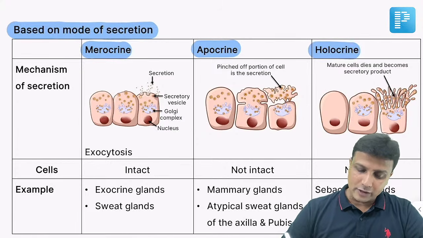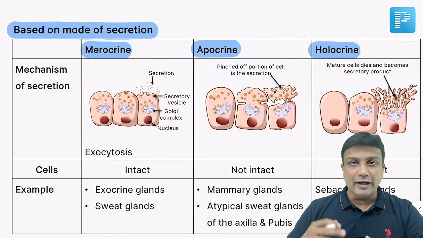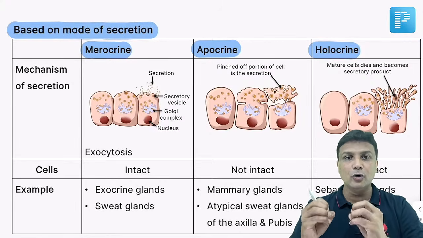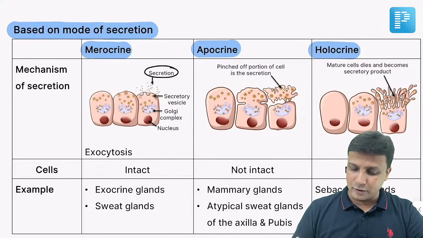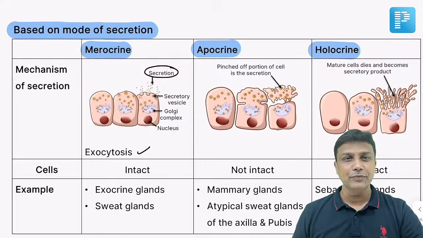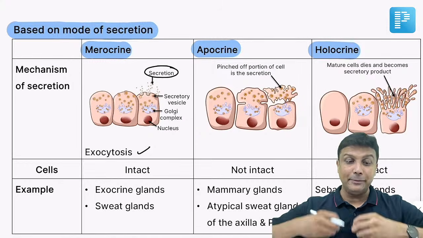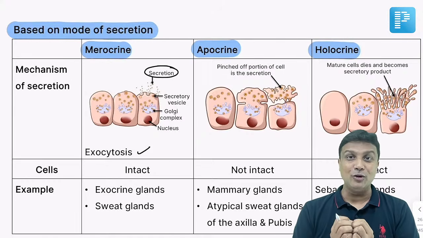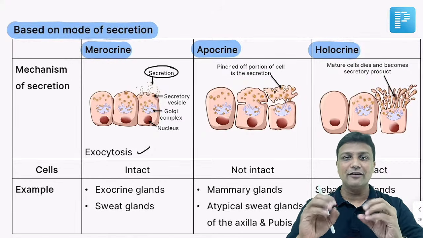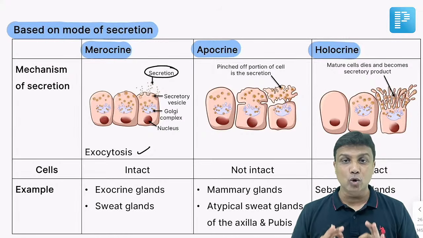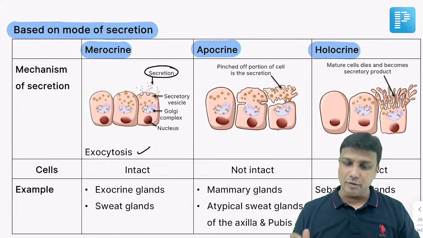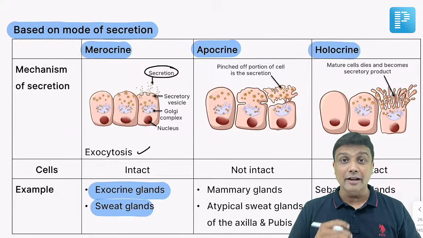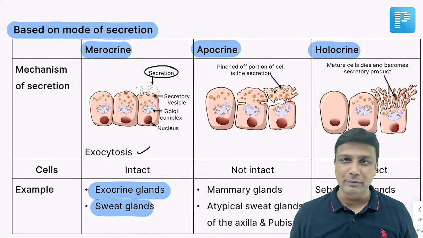Now, what do you mean by merocrine? In this, whatever secretions they form are packed in vesicles. The vesicles come near the surface and secrete the substances by the process of exocytosis. Simple things here. That is known as merocrine. And the examples are very important. The examples here will be the exocrine glands and the sweat glands. They come under the category of merocrine secretions.